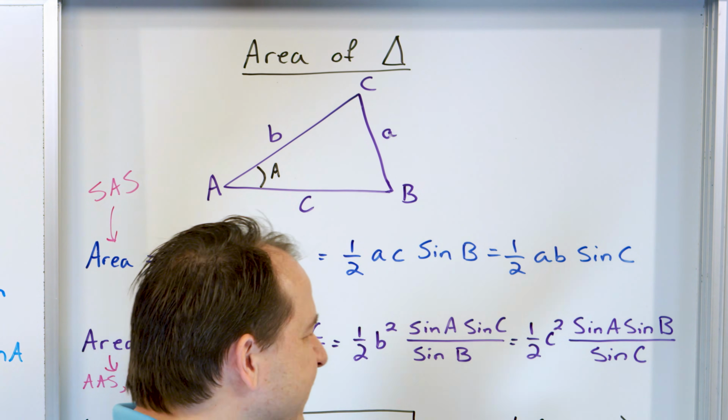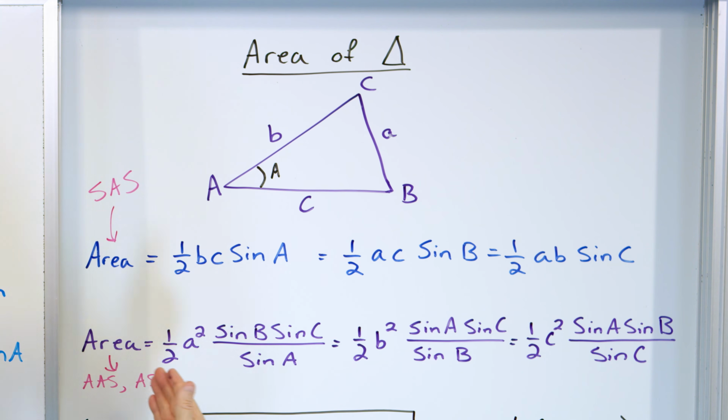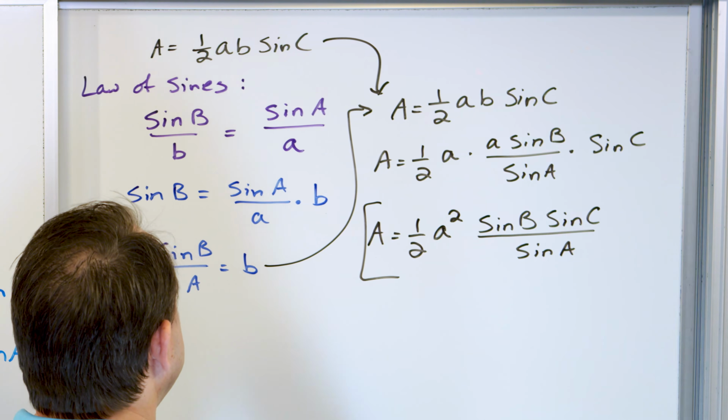So how did we get it? We started with the area of a triangle. Again, it comes from 1/2 base times height. Then we incorporated the law of sines.